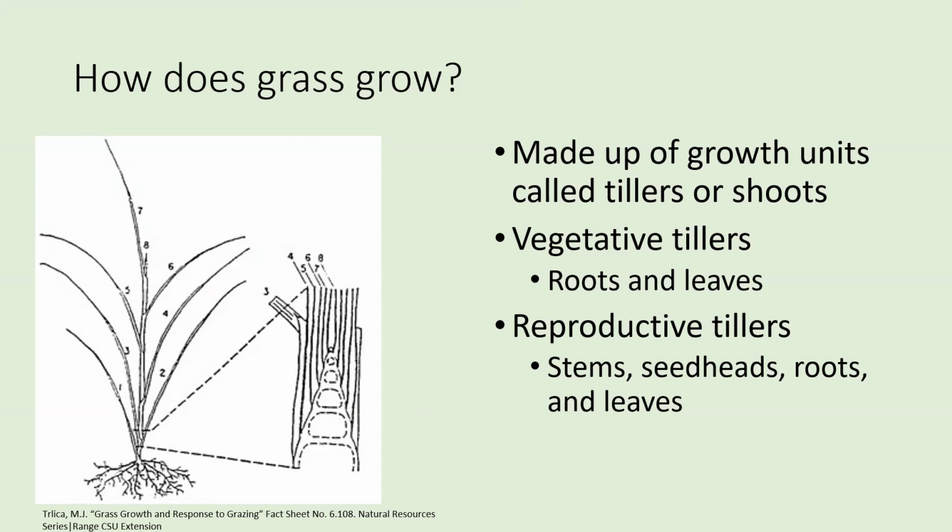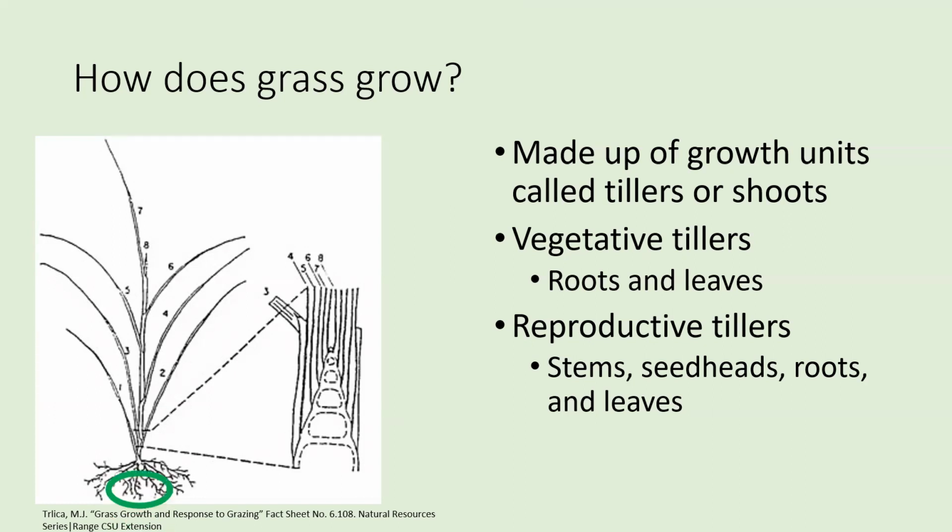So when we look at how grasses grow, first we're going to start with these individual growth units, which are called tillers or shoots. We're going to call them tillers today. So we have vegetative tillers, which will only ever produce roots and leaves. And then we have our reproductive tillers, which are going to produce seed heads and stems in addition to those roots and leaves. So we can kind of think of a grass growing like a telescope. So those older leaves are going to be those leaves down there at the bottom. Those new leaves are coming up kind of from the center there.